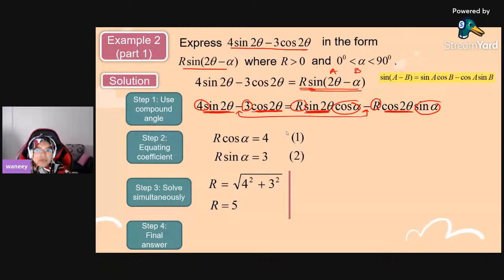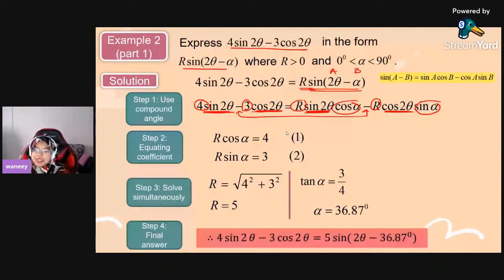So now you can find out the value for alpha. So sine over cos, so second equation over the first equation. So tangent alpha is simply equal to 3 over 4. So alpha is equal to the arctangent of 3 over 4. So alpha will be equal to 36.87 degree. And then do make sure to write down the final answer for them. So 4 sine 2 theta minus 3 cos 2 theta is actually equal to 5 sine 2 theta minus 36.87. So that is the first part of the example 2.